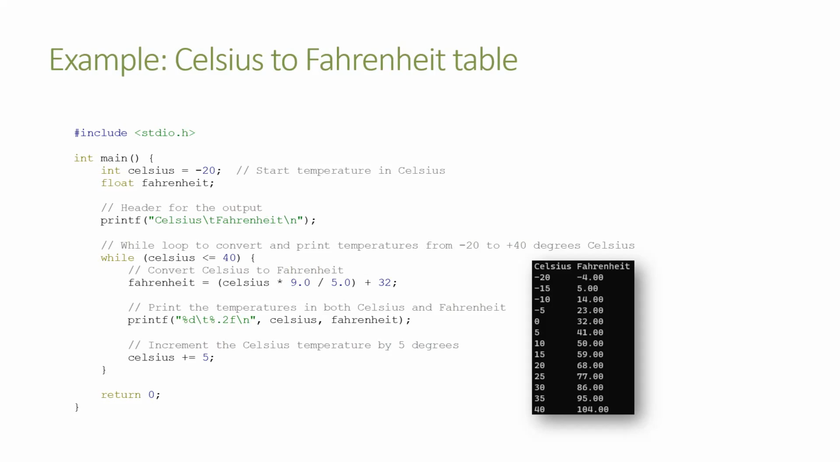Inside this loop, the program takes the current Celsius temperature, does the math to convert it to Fahrenheit using the formula, and then prints out both the Celsius and Fahrenheit temperatures so you can compare them. After printing each pair of temperatures, it bumps up the Celsius by 5 degrees and goes for another round, doing this over and over until it hits 40 degrees Celsius. So essentially, it's creating this neat little table showing temperatures in both Celsius and Fahrenheit, step by step.